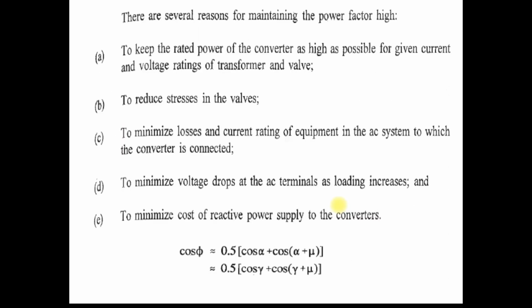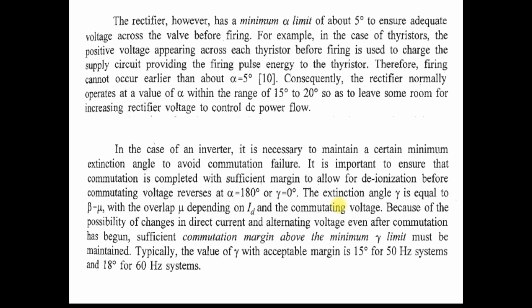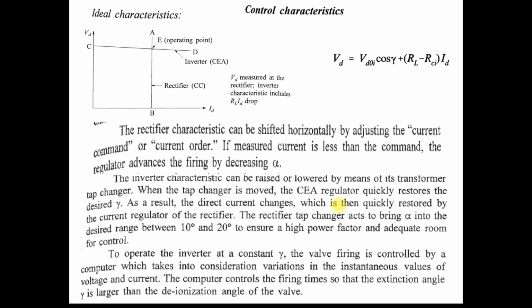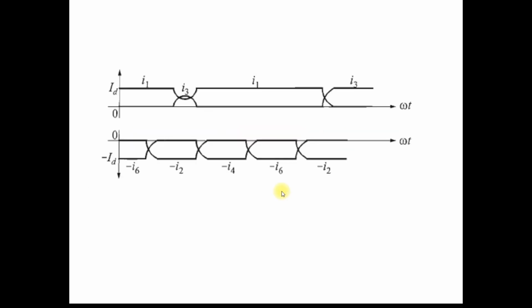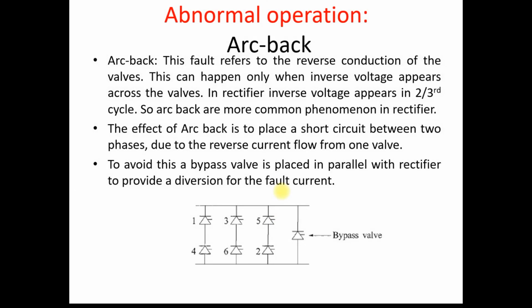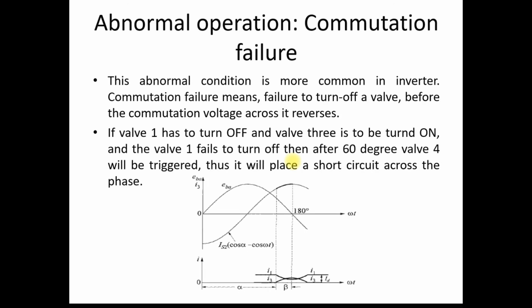In the next lecture we will discuss the control characteristics of the HVDC converter during rectification operation as well as during inverter operation. First, in this lecture, we discussed the abnormal operation. There are two abnormal operations. One is the arc back, which normally happens in rectifier operation when we use the mercury arc valve. Nowadays it does not happen because we use thyristors as valves.